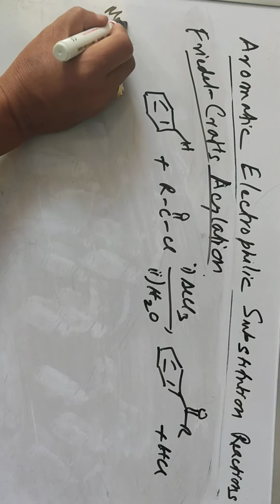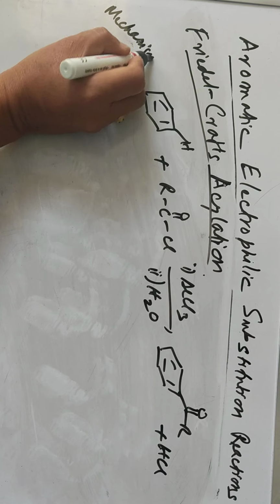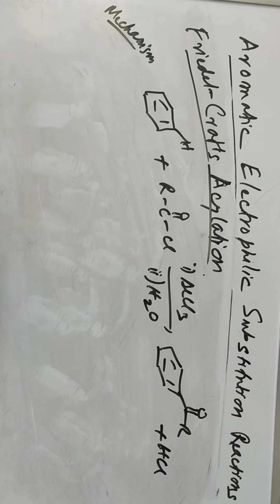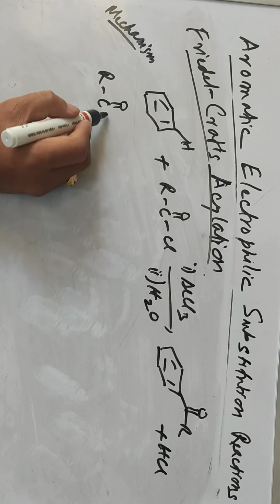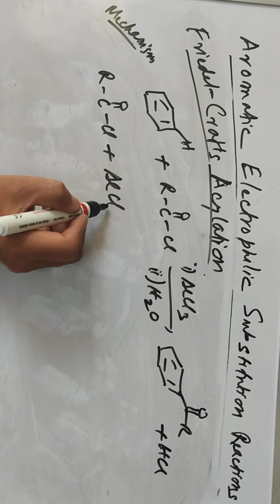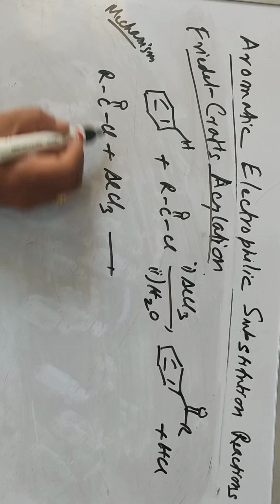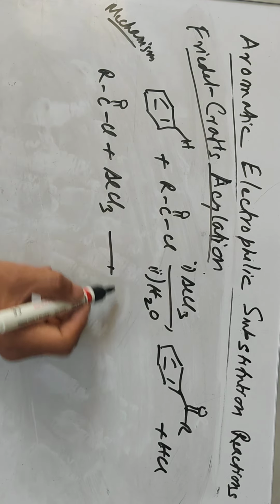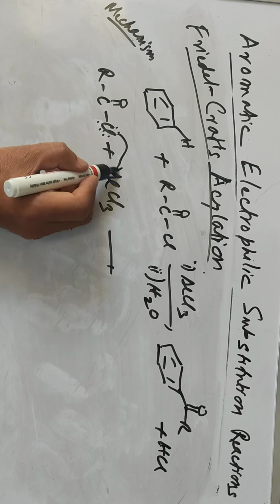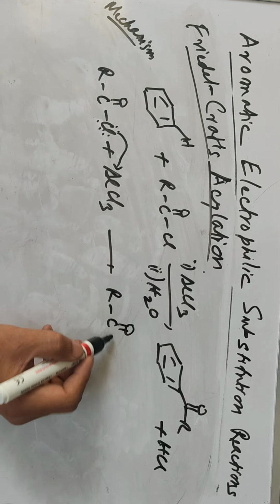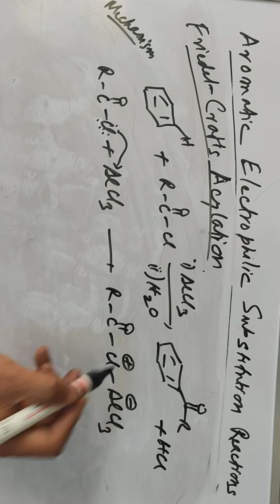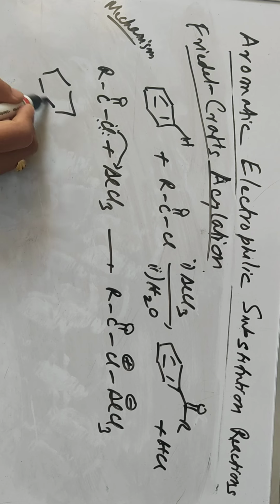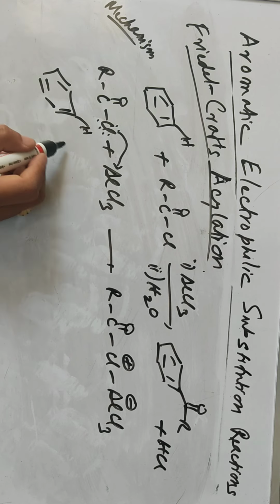Here we can also see the mechanism of the reaction. It is almost the same as the Friedel-Crafts alkylation. The first step is the acyl chloride reacting with aluminum chloride. Then, like the earlier cases, you have this attack and we get RCO, Cl, AlCl3, with a negative charge and a positive charge. This group can be attacked by the benzene ring.